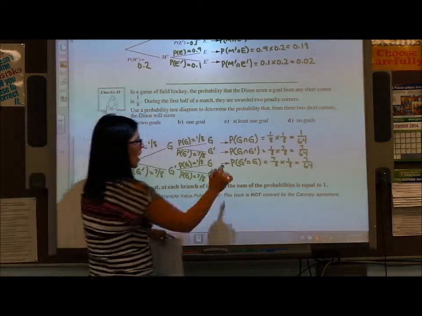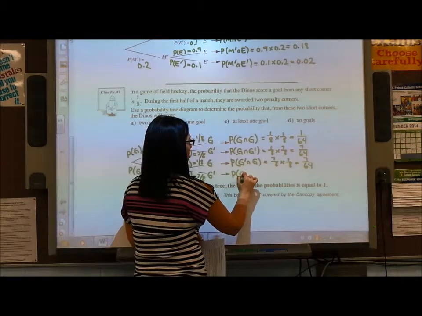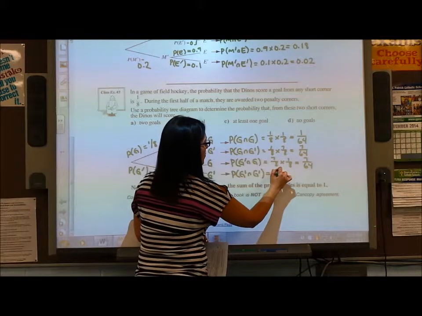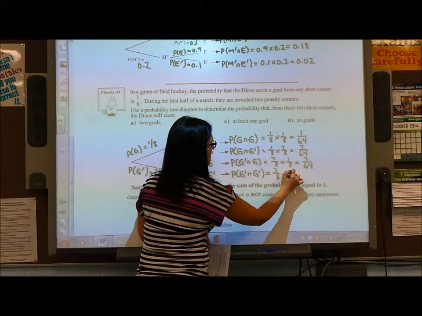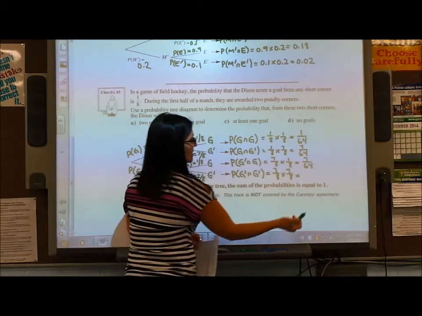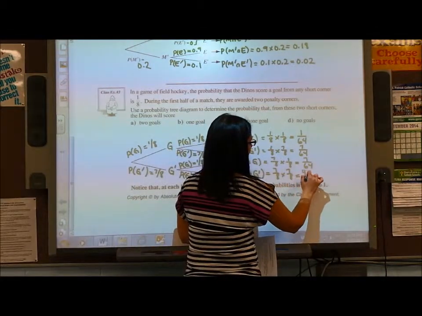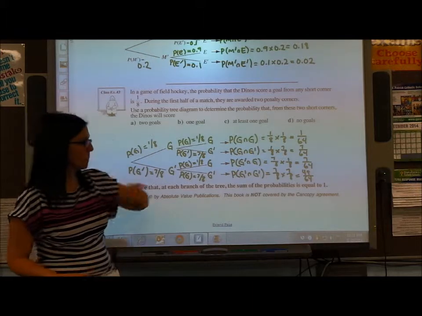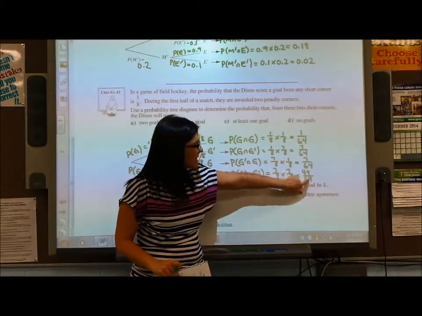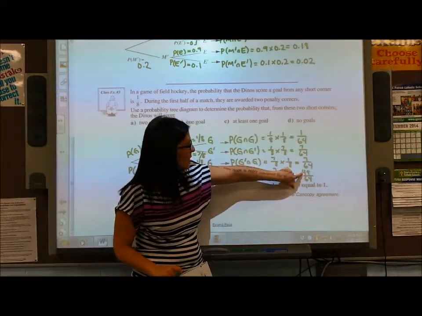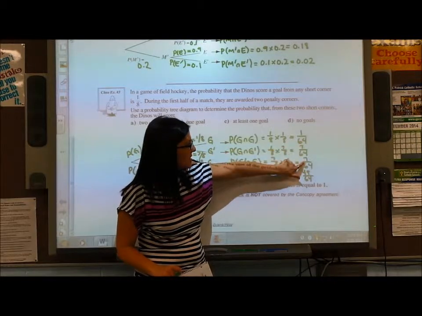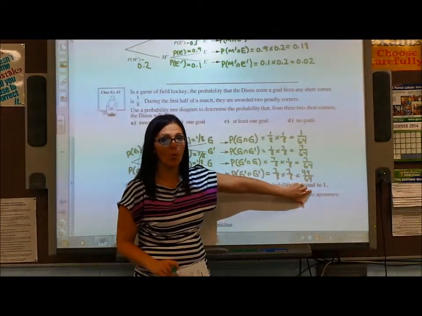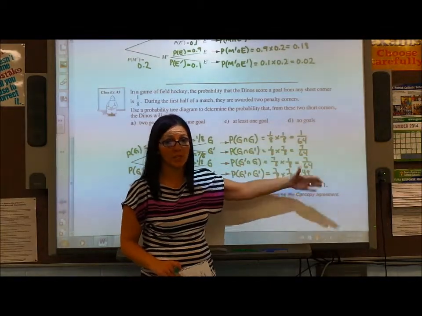And finally, the probability of no goal the first time and no goal the second time becomes 7/8 times 7/8, which is 49 out of 64. If I add these numbers together, 1 and 49 is 50, plus another 14 is 64. This will always add up to one whole, which it should, because my probability should add up to 1.